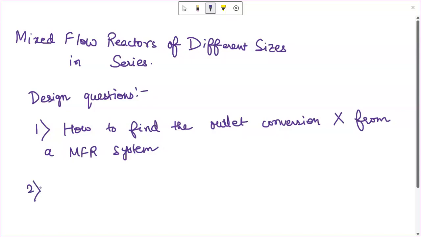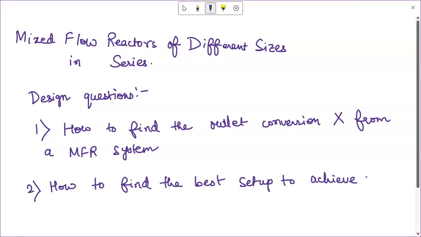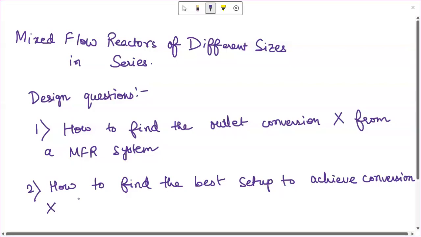And the second design question is how to find the best setup to achieve conversion X. Okay, so these are the two types of design problem questions that you can ask when you are designing mixed flow reactors of different sizes in a series configuration.